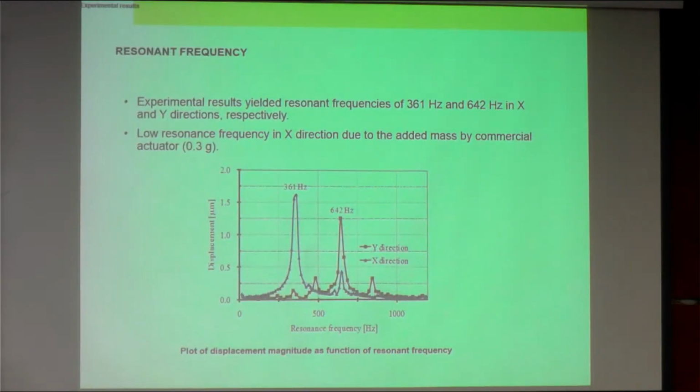Then we look into the resonant frequency of the system. The experimental result yielded resonant frequencies of 361 Hz and 642 Hz in the X and Y directions respectively. The low resonant frequency in the X direction is due to the added mass from the commercial actuator. The commercial actuator is much bigger, so additional mass will be there. Then, of course, with more mass, you have a lower resonant frequency of the stage.